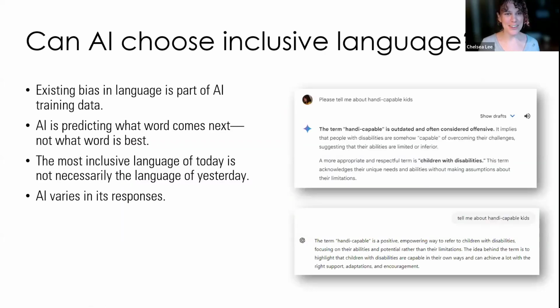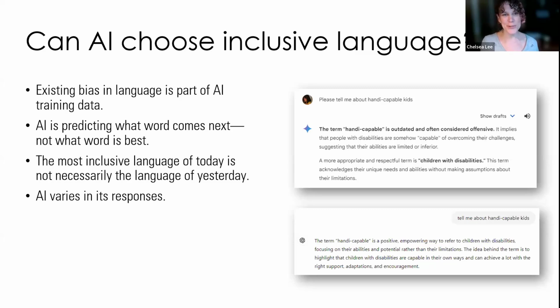So, last thoughts here on inclusive language. Can AI choose inclusive language? Not really. The bias that's in language is part of the AI training data. AI is predicting what word comes next, not what word is best. And the most inclusive language that was maybe used in the past is not necessarily the most inclusive for today.